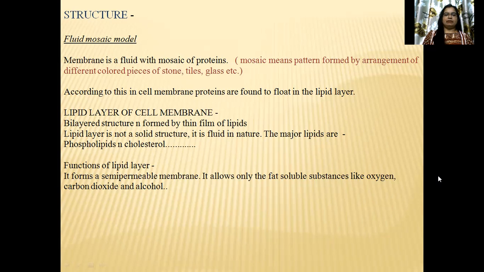Lipid layer of cell membrane. It is a bilayered structure and formed by a thin film of lipids. Lipid layer is not a solid structure. It is fluid in nature. The major lipids are phospholipids and cholesterol. Functions of lipid layer: it forms a semi-permeable membrane. It allows only the fat-soluble substances like oxygen, carbon dioxide, and alcohol.